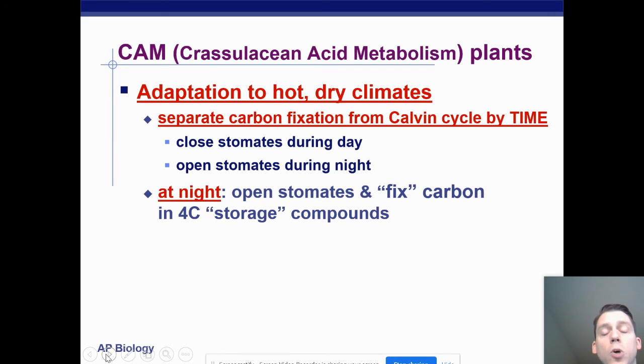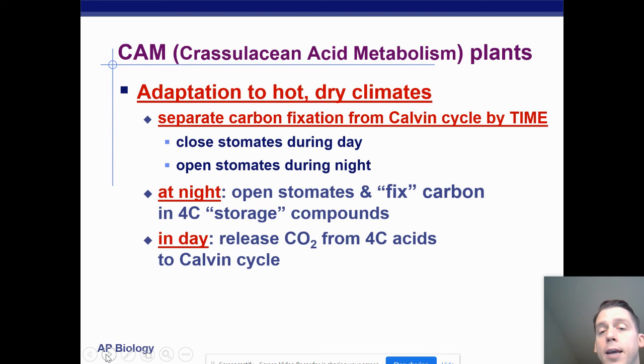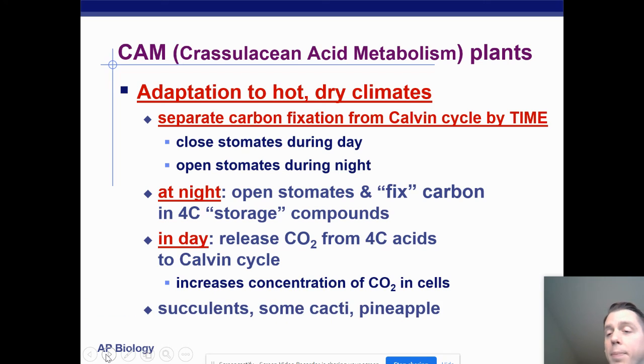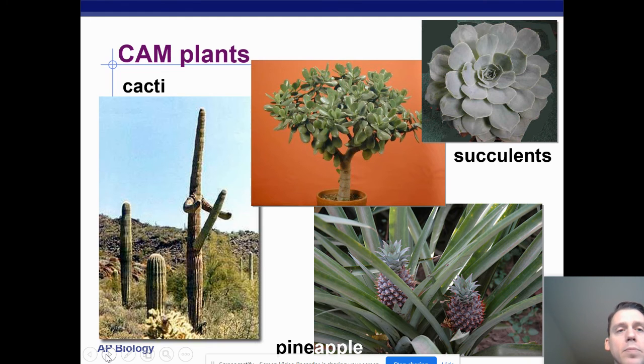So at night, the stomata are going to fix the carbon into 4-carbon storage compounds. And during the day, those 4-carbon storage compounds will release CO2 and the Calvin cycle will happen as normal. So this is going to increase the concentration of CO2 in the cells and prevent competition from oxygen. So succulents, cacti, pineapple, they are CAM plants. And CAM plants are all about timing. Here are examples of CAM plants.